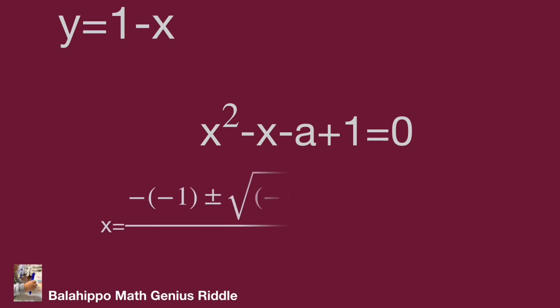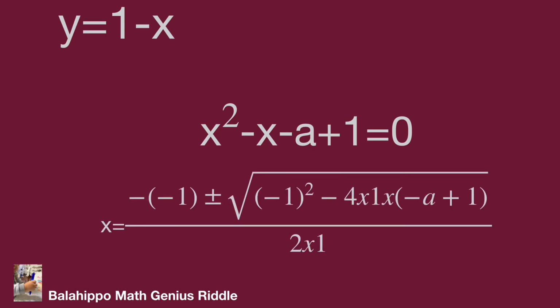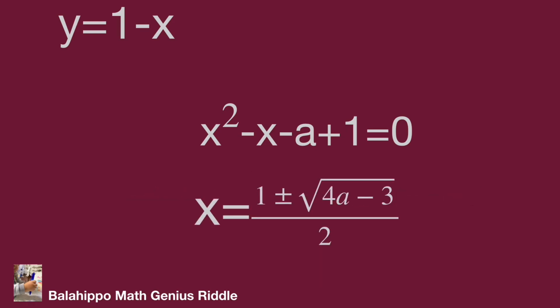Finally, get x equals minus bracket minus 1 bracket plus or minus square root of minus 1 squared minus 4 times 1 times bracket minus a plus 1 bracket, over 2 times 1. x equals 1 plus or minus square root of 4a minus 3 over 2. That's the relation between x and a.